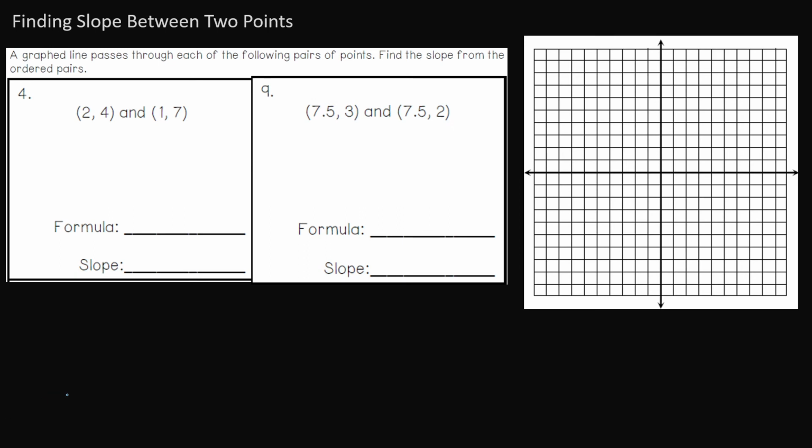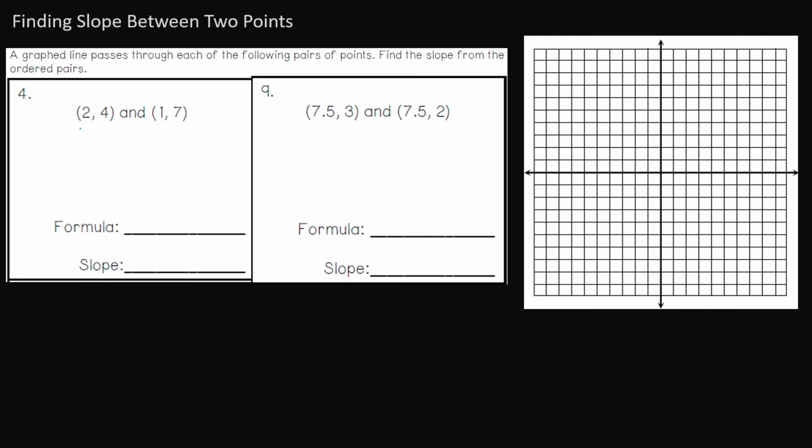Let's just try out if we're given two coordinates. So on problem 4, a graph line passes through these 2 points, (2, 4) and (1, 7). We're going to find the slope from the ordered pairs. So let's start with the slope formula, and then I'll plot the points and show you the line.